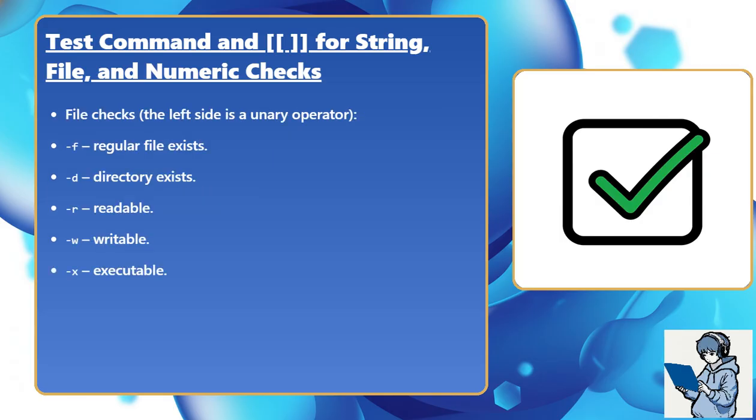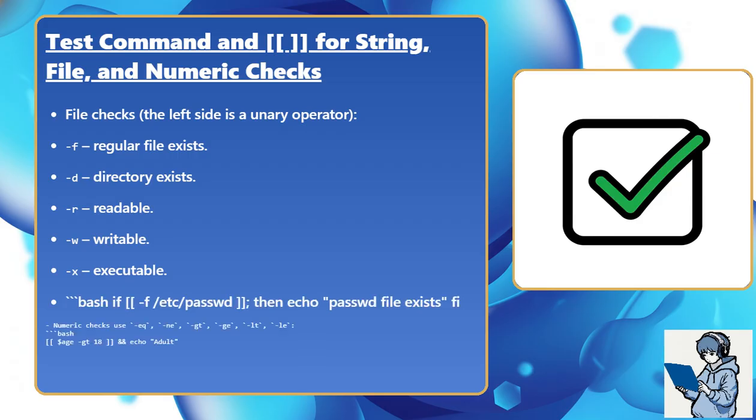File checks: the left side is a unary operator. -f means regular file exists, -d means directory exists, -r means readable, -w means writable, -x means executable. if [[ -f /etc/passwd ]]; then echo password file exists; fi. Numeric checks use -eq, -ne, -gt, -ge, -lt, -le. [[ $age -gt 18 ]] && echo adult.